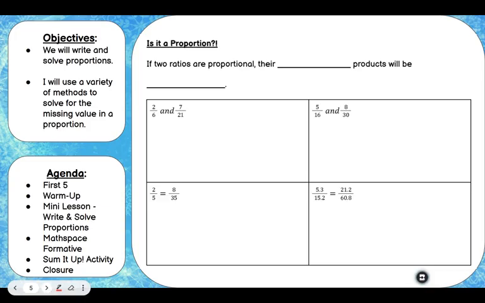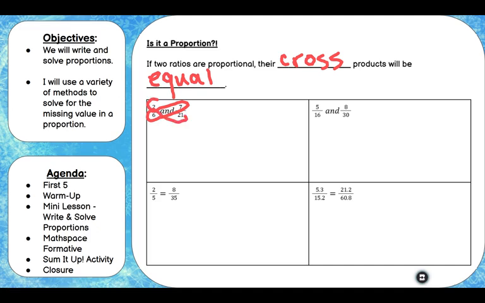All right. Now we're going to talk about if two ratios are actually proportional. If two fractions are proportional, their cross products will be equal. What's another word for equal? Congruent. You probably remember in elementary school doing cross multiplying. 6 times 7 is 42. 2 times 21 is also 42. Those cross products are the same. So the answer here is yes, these ratios are proportional.